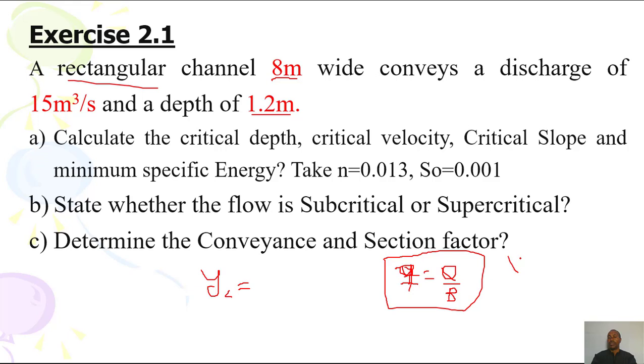Critical velocity, Vc, is square root of g times D, or for rectangular channel, D is area divided by top width, so g y. So once you find yc, you substitute here. Then critical slope, again, already you have critical velocity, then you have Manning roughness and slope, then you can apply the formula. State whether the flow is subcritical or supercritical. If it is not at critical state, what will it be? Determine the conveyance and section factor again. You can calculate.